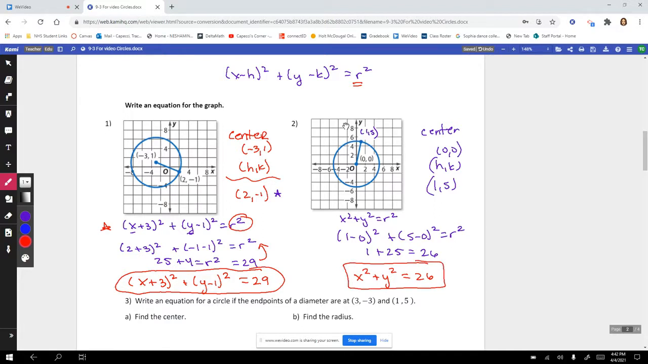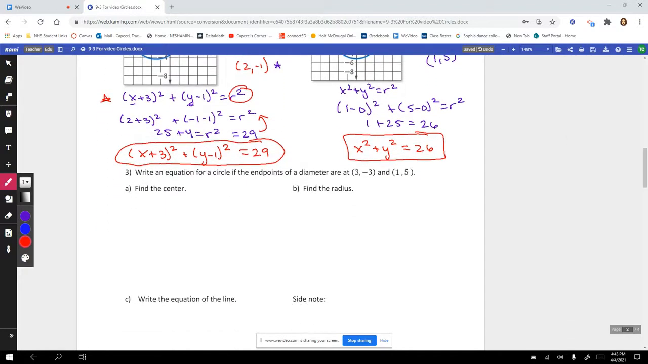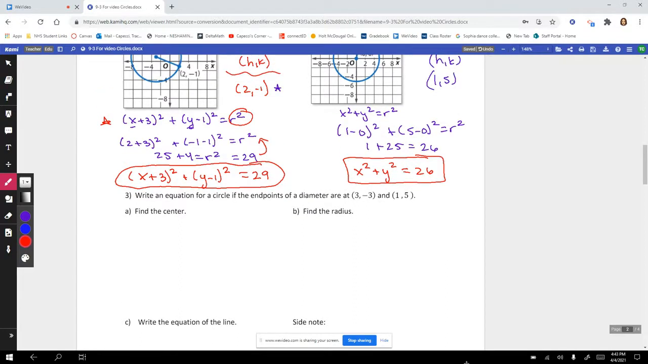Okay, so now we're going to move on, and we're going to continue with that. We're going to talk specifically about some other things here. Write an equation for a circle given the endpoints of the diameter. So if we're looking at a circle, let's use our circle. If I'm talking about the endpoints of the diameter, what does that mean? They're talking about this piece here, and it has these two points.